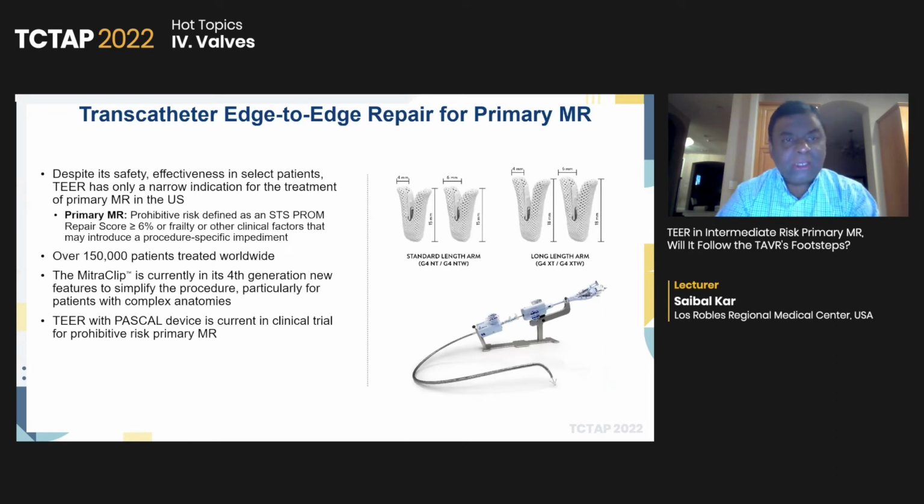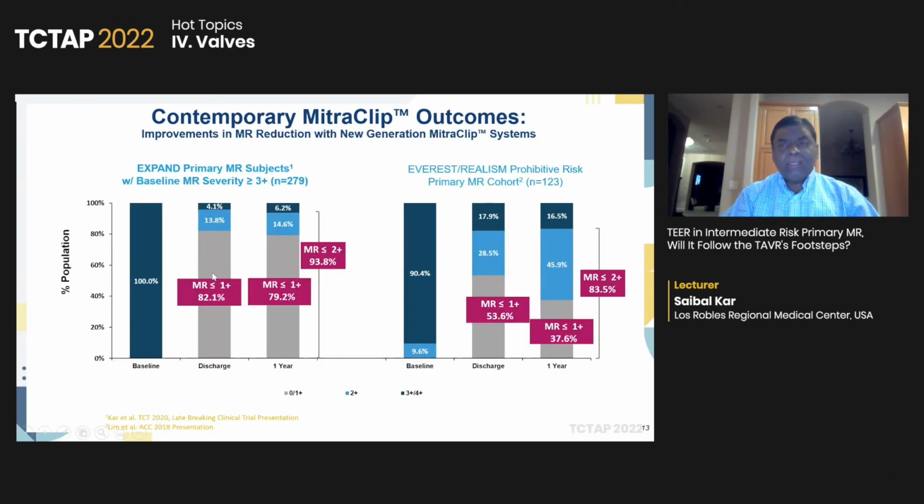So let's look at transcatheter edge-to-edge repair. And I should have added that there is another technology called Pascal. But if you look at this data, you can see we are now in the 4th generation of the MitraClip. There are over 150,000 patients done worldwide, where in the current 4th generation, we only have a limited indication for greater than 6%. And TEER with the Pascal device is available in Europe and is currently in a clinical trial in the US.